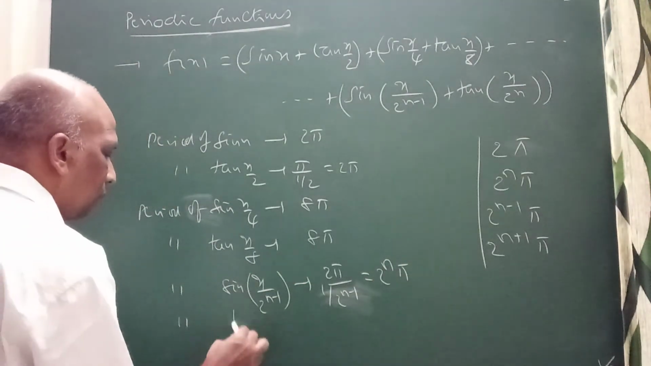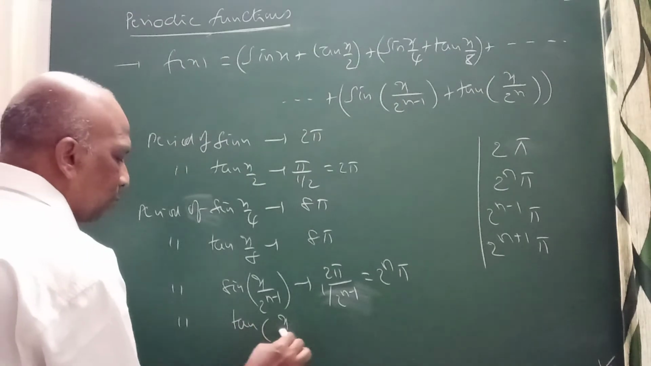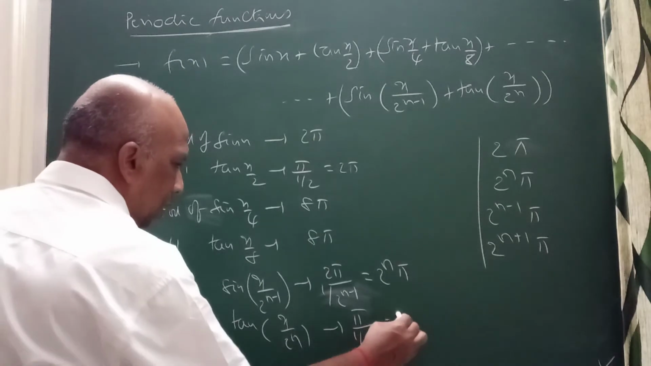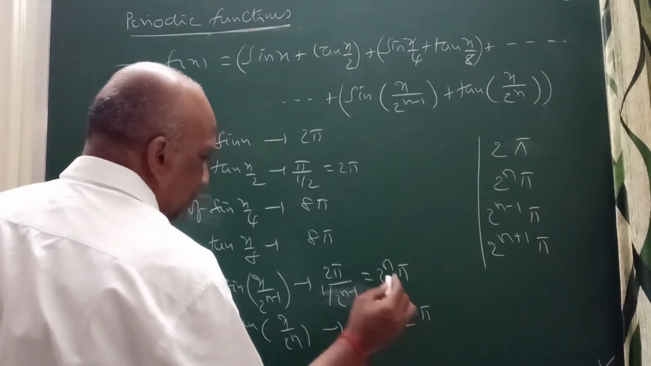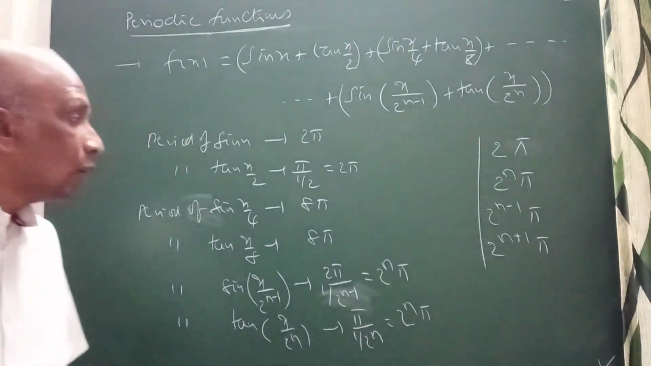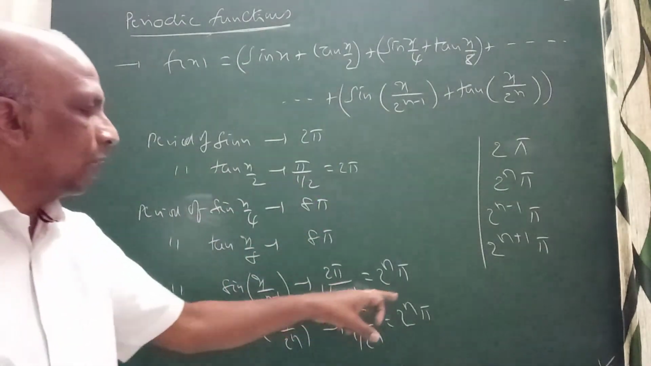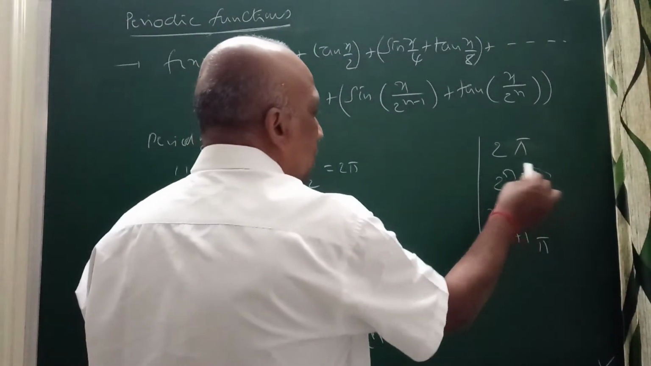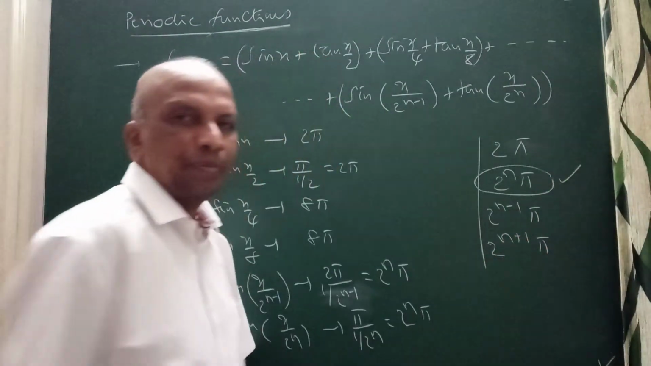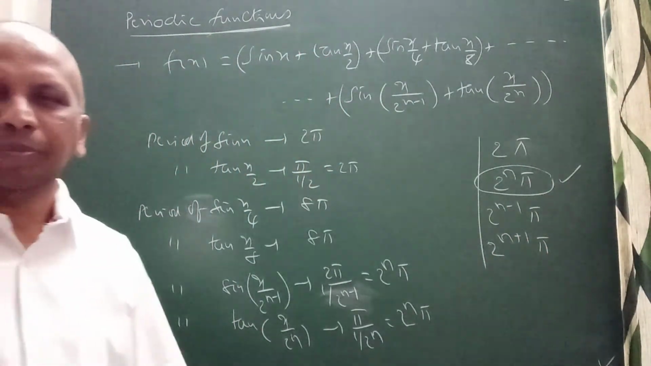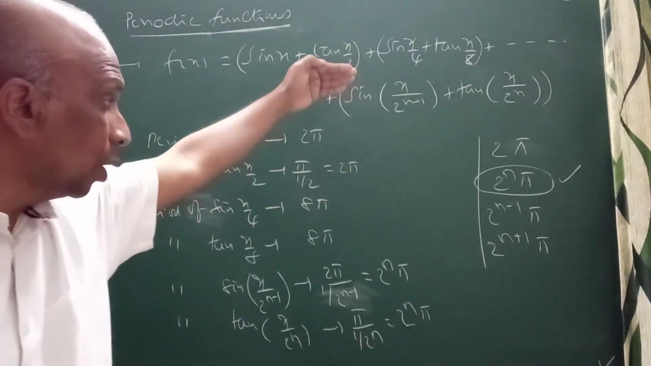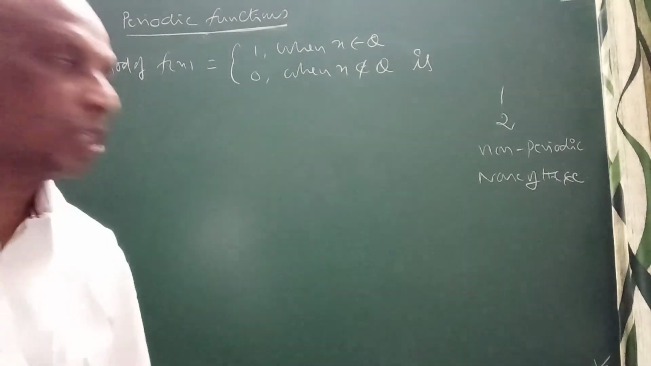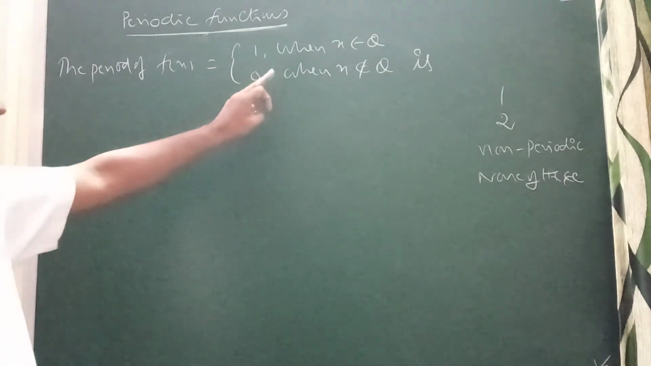Same thing, the period of tan of x by 2 power n is pi by 1 by 2 power n, which is 2 power n into pi. If you take the LCM of all these, 2 pi, 8 pi, 2 power n pi, the LCM is 2 power n into pi. That will be the period of that function. See, you observe here in what way I have done this. The method is important.